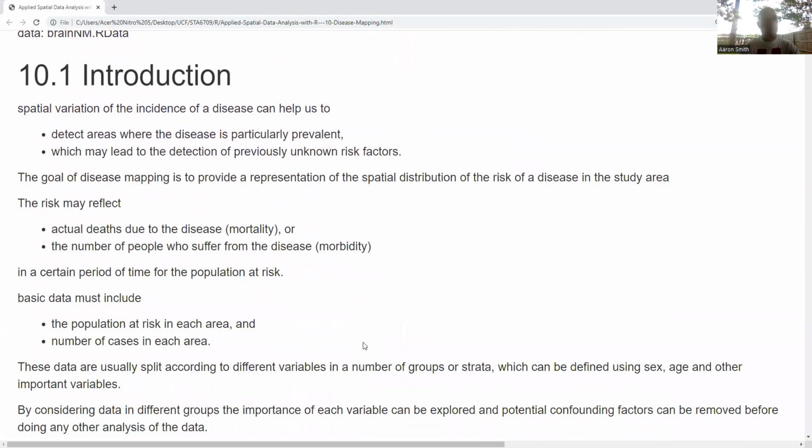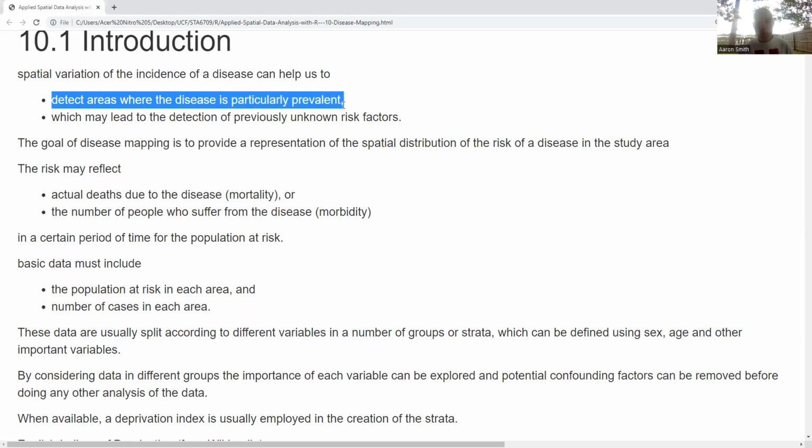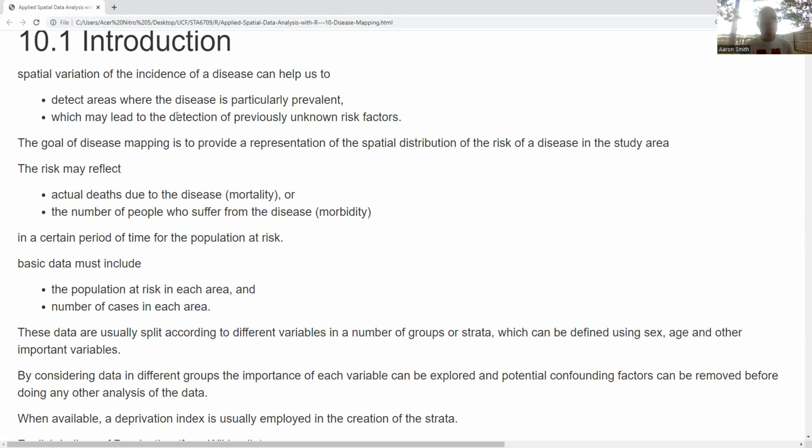We're interested in the spatial variation of the incidence of disease. So we want to detect areas where the disease of interest is particularly prevalent. We also want to use this insight to help us detect unknown risk factors. If I have subject matter knowledge about each of the individual regions, and I see that the disease is more prevalent there, I might be able to infer potential risk factors that I didn't know about beforehand.